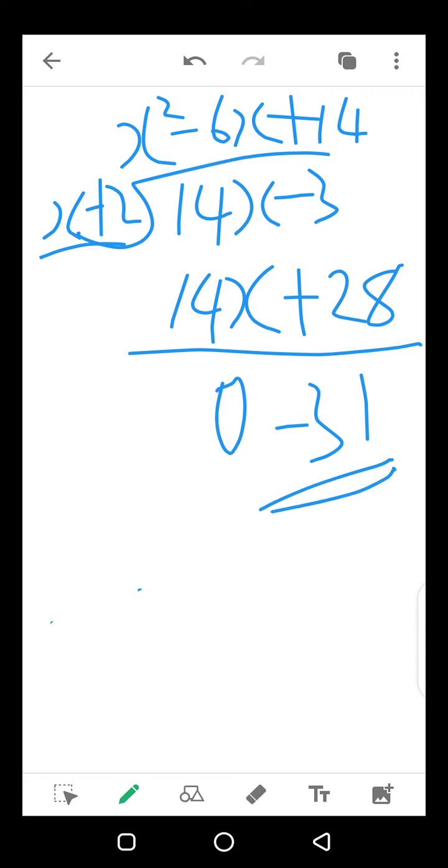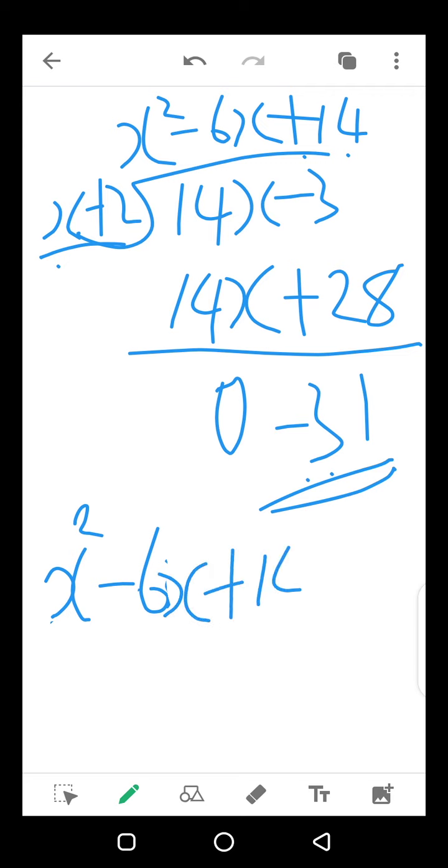Now we can write it as this quotient, remainder this, or sometimes they may want us to put it together. If we want to put it together, we write the quotient, then write the remainder and divide it by the divisor. So what we are going to have is x raised to power 2 minus 6x plus 14. This has minus here, so minus 31 over the divisor, x plus 2.